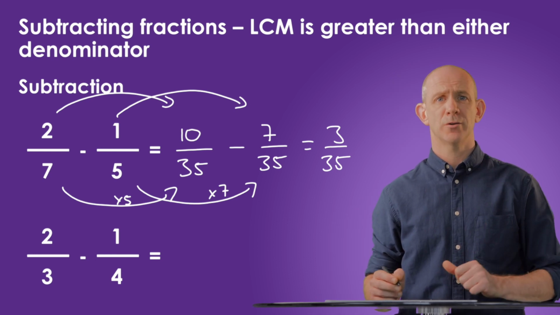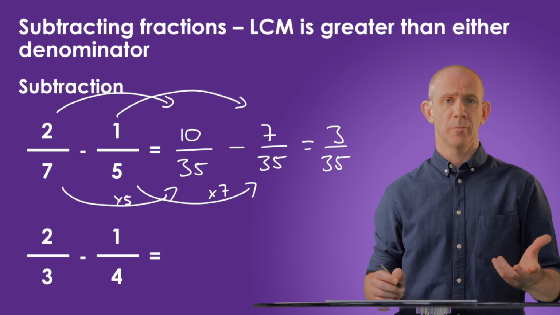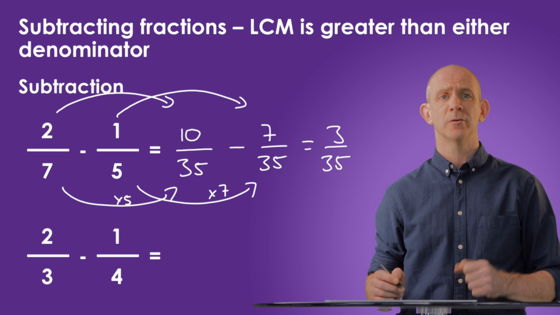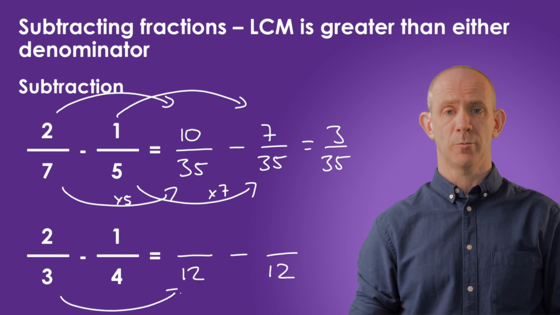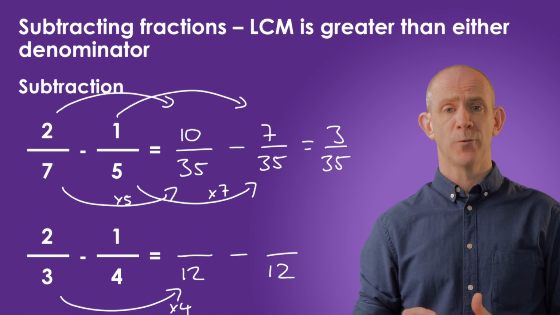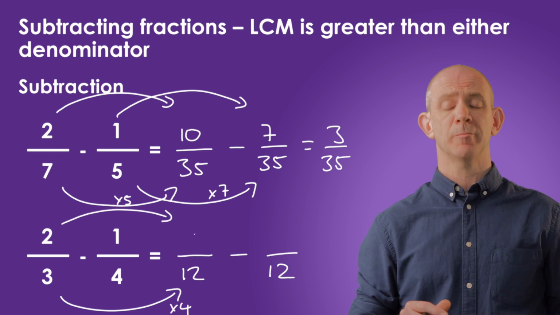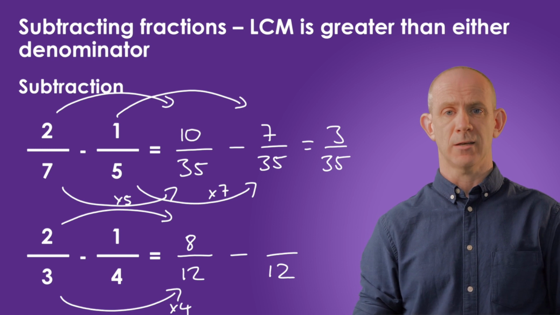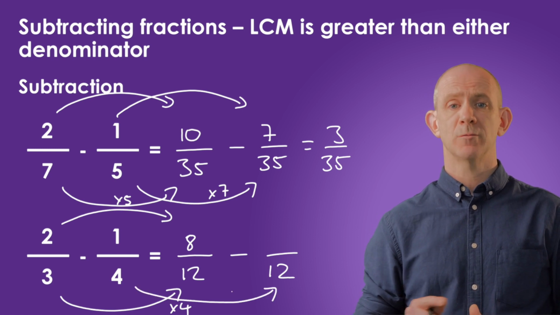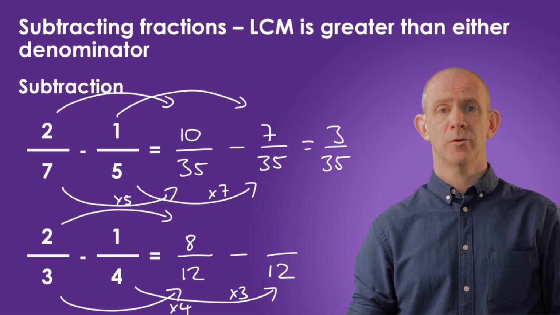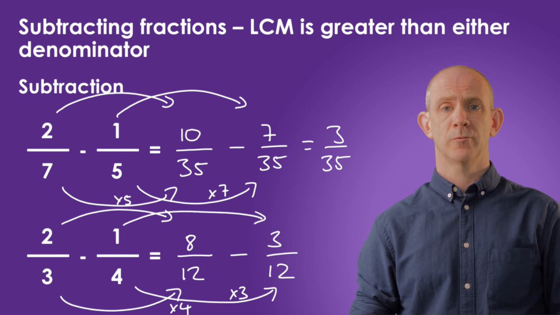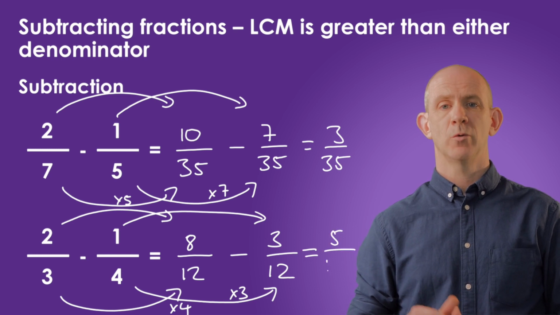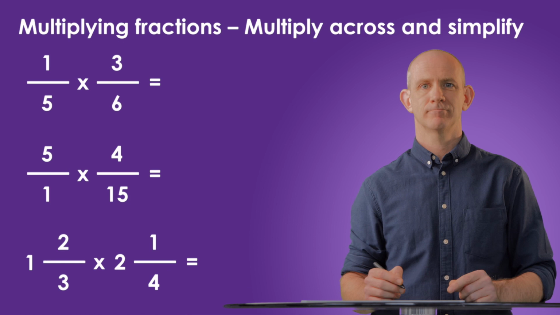Lastly, we have 2/3 take away 1/4. The lowest common multiple, as we said before, of 3 and 4 is 12. So we're going to set that up in the two fractions as being the denominator. 3 times 4 gave us 12, so we're going to multiply the 2 by 4 to give us 8. 4 times 3 gave us 12, so we're going to multiply the 1 by 3 to get 3 over 12. We then end up with 8 over 12, take away 3 over 12, which gives us 5 over 12.